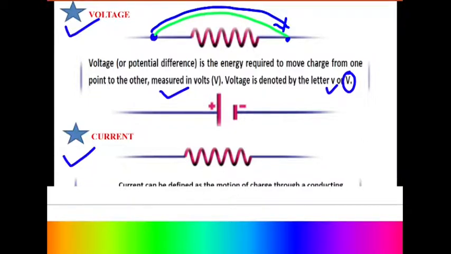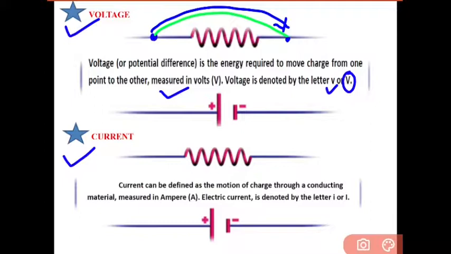Okay, then we'll move towards the current. So what is the current? Current can be defined as the motion of charge.